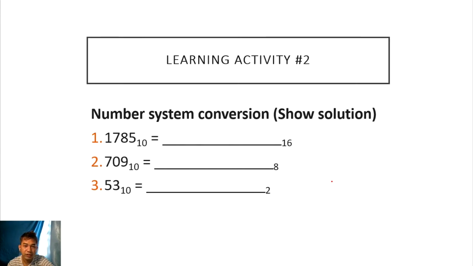Okay, so for your learning activity number 2, you have to convert these numbers to its corresponding number system. So for number 1, 1785 base 10, convert mo siya to its hexadecimal equivalent. Number 2, 709 base 10, convert mo siya to its octal equivalent. Tapos na number 3, 53 base 10, convert mo siya to its binary equivalent.